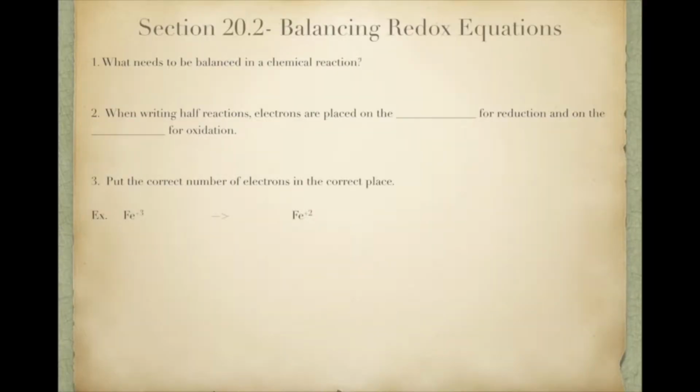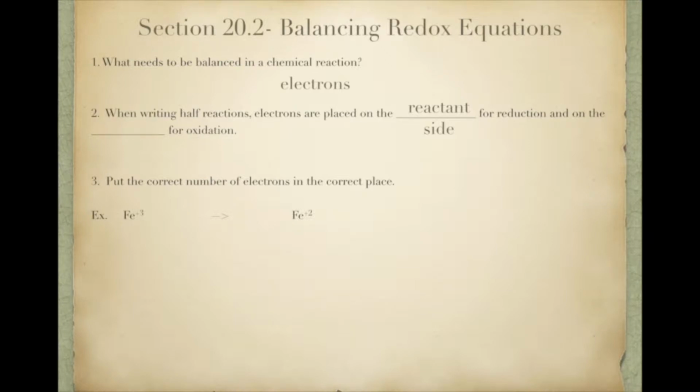So one additional skill that you need to have when working with redox reactions is being able to balance redox reactions. Now, we're going to just do the very basic. What happens in redox reactions that you don't see in other reactions is not only do you have to balance atoms, but you also have to balance electrons. And so when you're writing the half reaction, electrons are going to be placed on the reactant side if you're dealing with a reduction reaction, because in reduction, remember, you gain electrons.